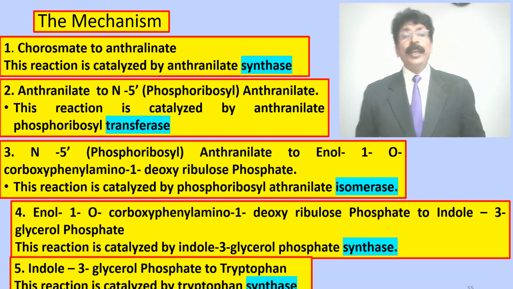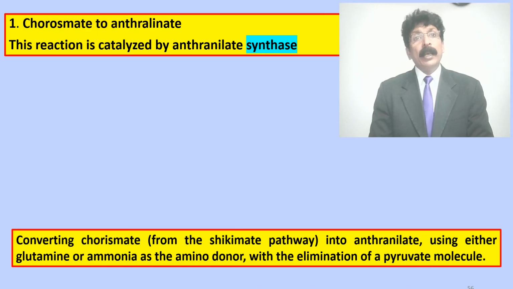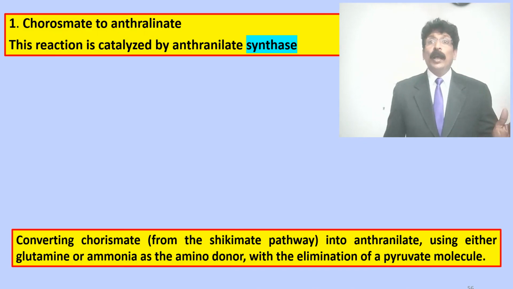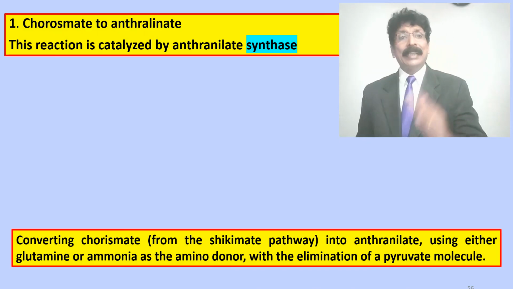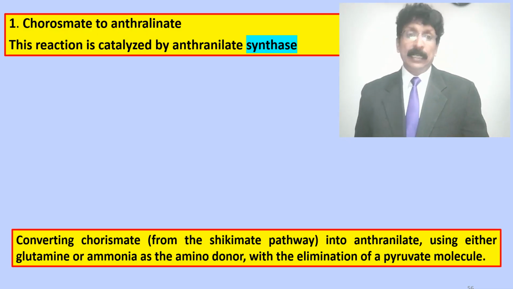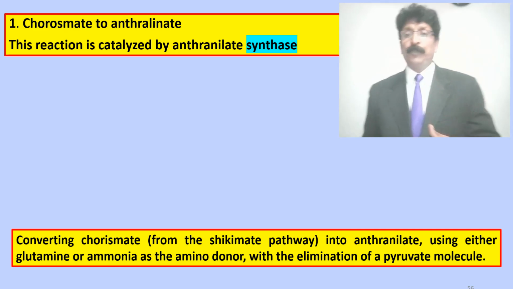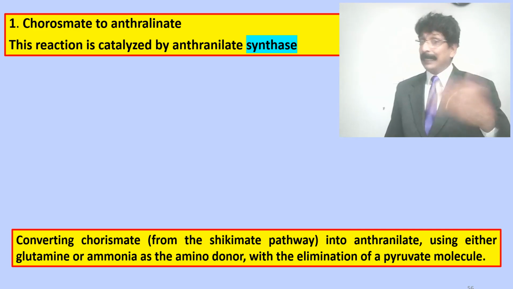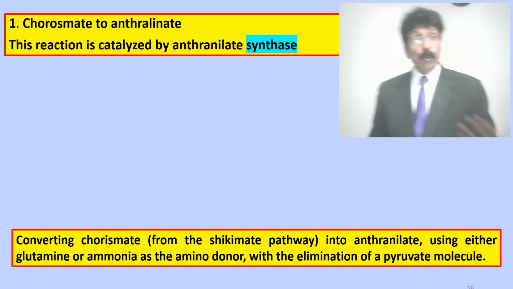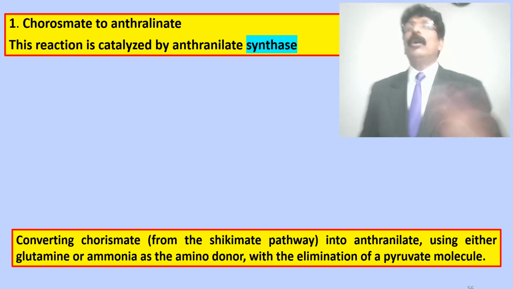So here, one by one, we will see the chemical structures and formation of tryptophan. In number 1, chorismate to anthranilate, or anthranilic acid. Chorismic acid to anthranilic acid. This reaction is catalyzed by anthranilate synthetase. Conversion of chorismic acid or chorismate from the citric acid pathway to anthranilate using either glutamine or ammonia as an amino donor.